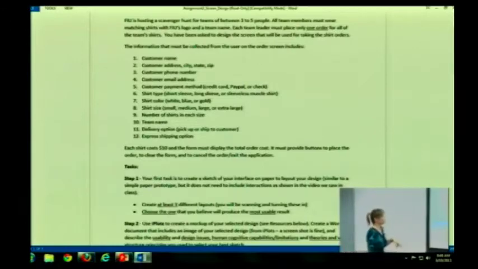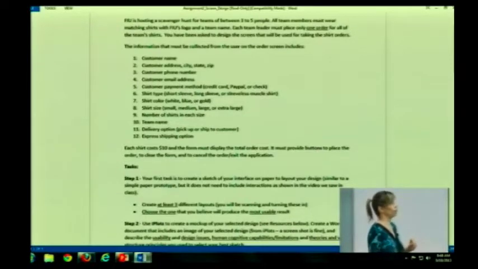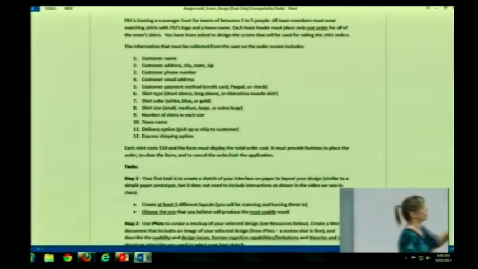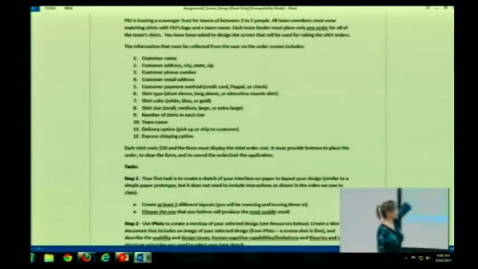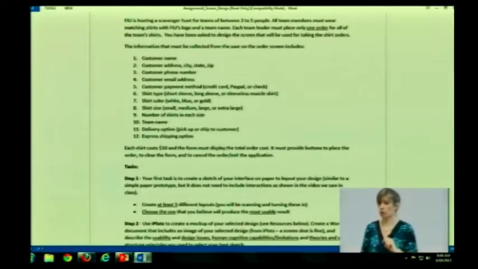So FIU is hosting a scavenger hunt for teams between 3 and 5 people. All team members must wear matching shirts with FIU logo and team name. Each team leader must place only one order for all of the team's shirts, and you've been asked to design that interface. Here is all the information that you must collect. You also must keep in mind that each shirt is $10, and your interface must have at least a placeholder to calculate the total cost.